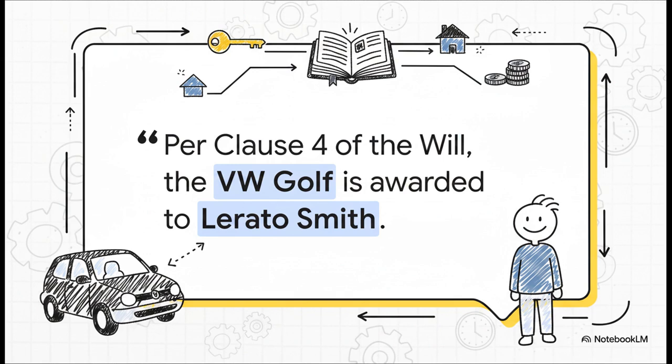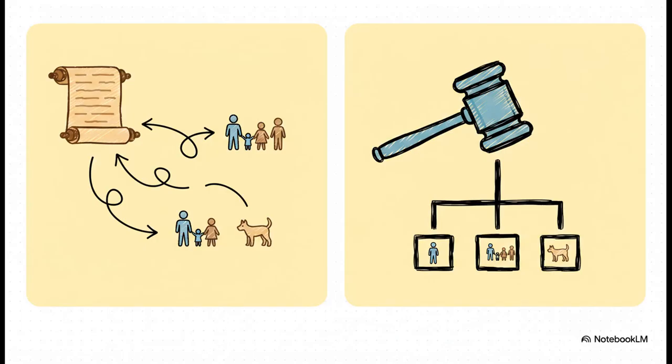The account will literally reference the will, clause by clause, to hand out specific assets to specific people. Just like you see here, per clause 4 of the will, the VW Golf goes to Lorado Smith. It's that specific. And this is why having a will is so critical. Look, if there's a will, the executor's job is straightforward. They just follow the instructions.